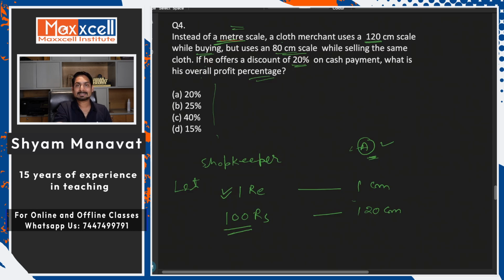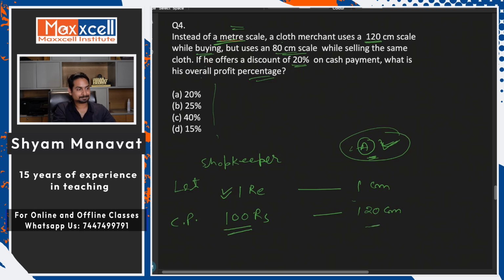Now, because it is a purchase for Mr. A, Mr. A is purchasing, right? The wholesale dealer is selling. So we need to solve from Mr. A's point of view. So for Mr. A, this is going to be the cost price, because he's paying this price for the cloth to the wholesale dealer.